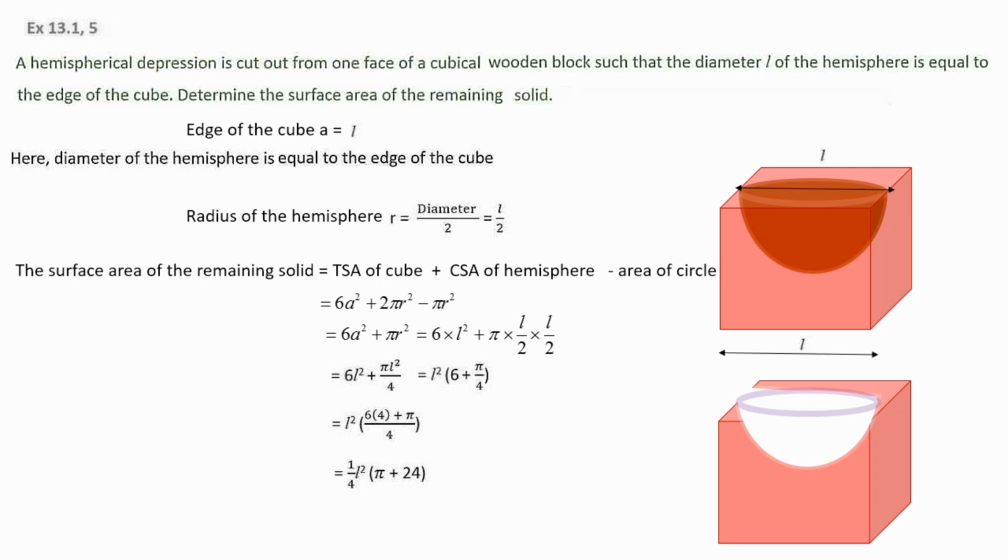That is equal to this, just a rearrangement only, nothing else. If you want to keep the answer like this also no problem, but here I am just going for a little bit of arrangement. This L square, this constant I am bringing here. So 1 by 4 into L square, then 6 into 4, that is 24 plus pi. So 1 by 4 L square into pi plus 24. This is just a rearrangement of this step only, so nothing new here. So 1 by 4 L square into pi plus 24, that is the surface area of the remaining solid. Move on to question number 6.